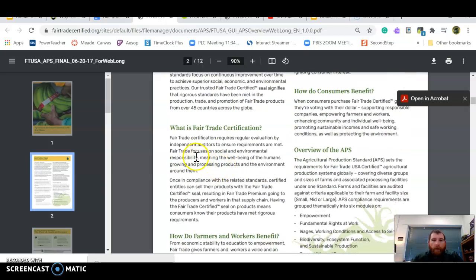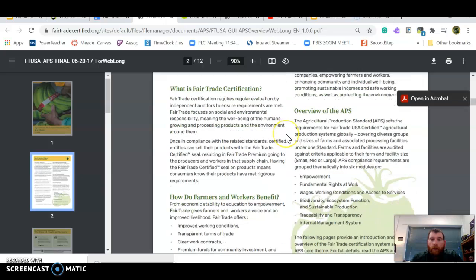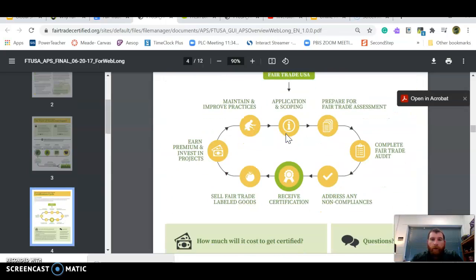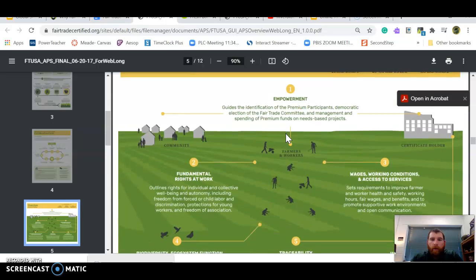What is Fair Trade certification? So it talks about how Fair Trade certification requires regular evaluation by independent auditors. Okay, so that's a big important part. That means independent people come in and check your business to make sure you're doing things in accordance with the fair trade standards.